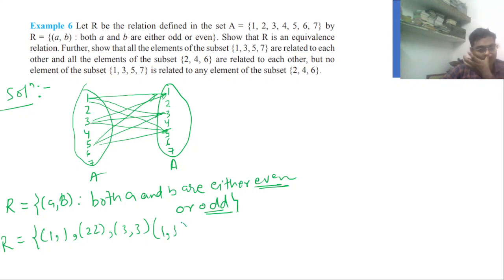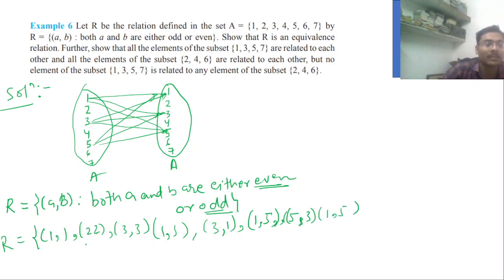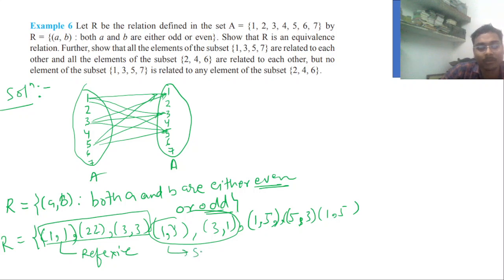1 with 3, 3 with 1, 1 with 5, 5 with 3, 1 with 5. So why is it reflexive? It is reflexive because it has the same number paired with itself. And 1 with 3, 3 with 1, this is why it is symmetric.